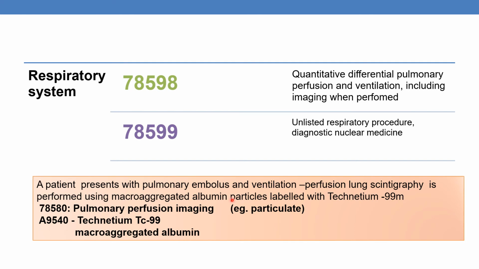A patient presents with pulmonary embolus and a ventilation perfusion lung scintigraphy is performed using macro-aggregated albumin particles labeled with technetium 99m. So what are the appropriate CPTs for this scenario? The appropriate CPT is 78580, which is nothing but pulmonary perfusion imaging, example particulate. And additionally, the HCPCS code for macro-aggregated albumin particles must be assigned: A9540, which is nothing but technetium Tc99m macro-aggregated albumin.